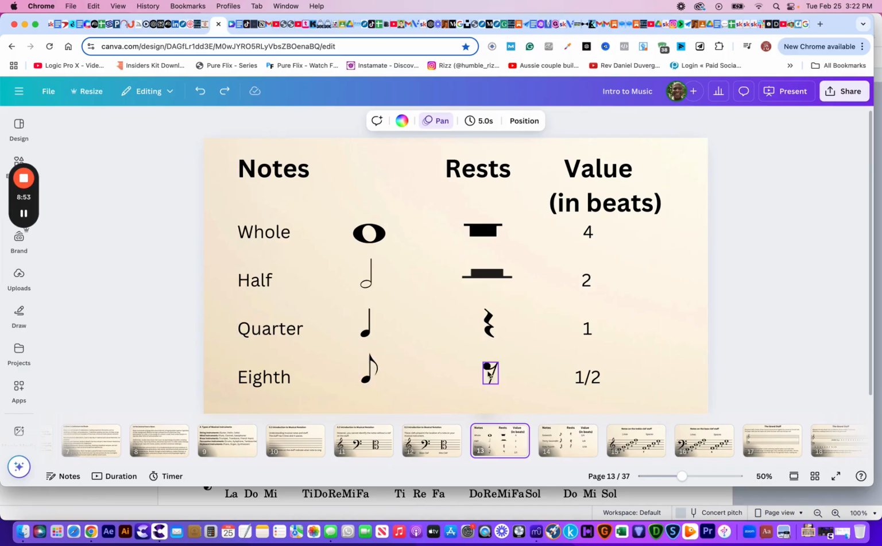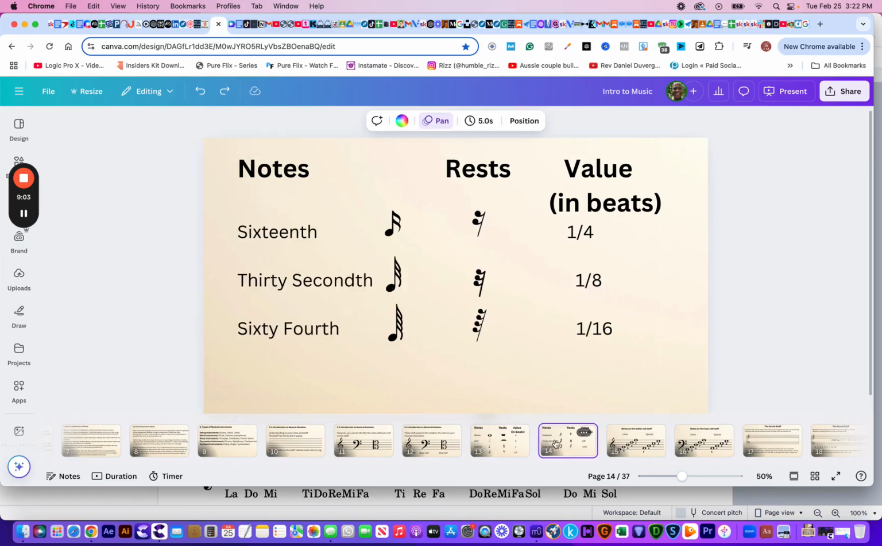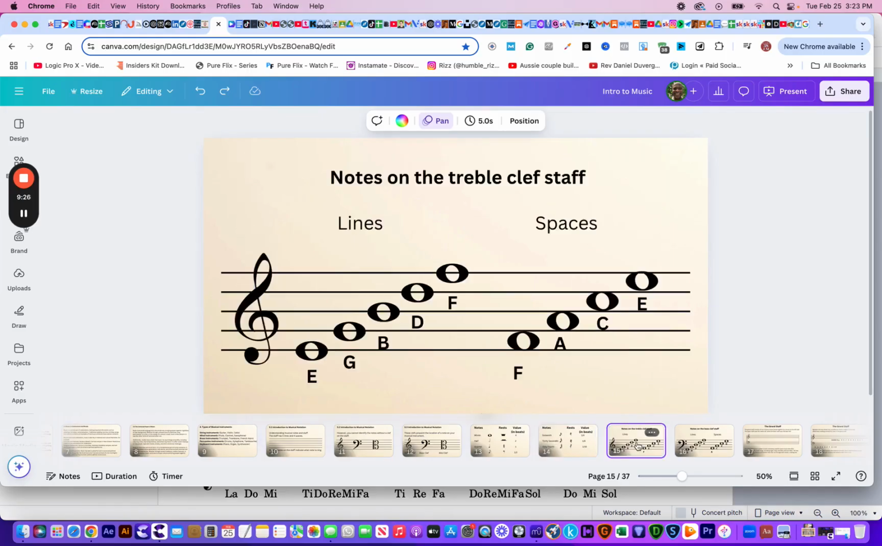The eighth rest looks like a 7. Again, it looks like a 7 with one flag, right? And then you have the 16th note, 16th rest, which looks like a 7 with 2 flags. The 32nd rest looks like a 7 with 3 flags, and the 64th rest looks like a 7 with 4 flags. Okay? All right. So now you have the notes on the treble clef, lines and spaces.